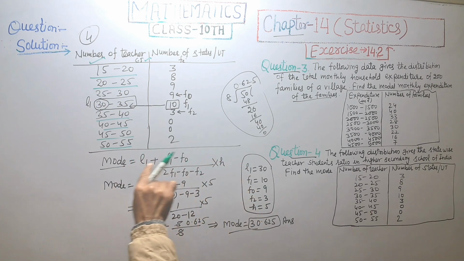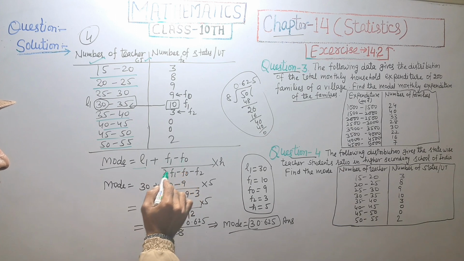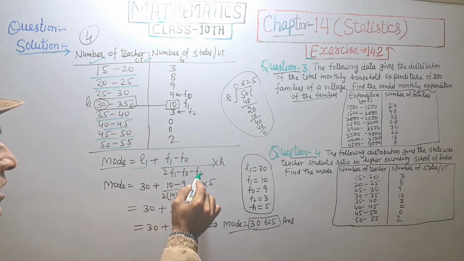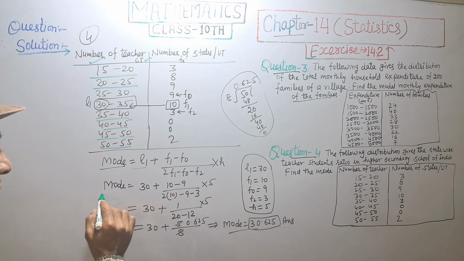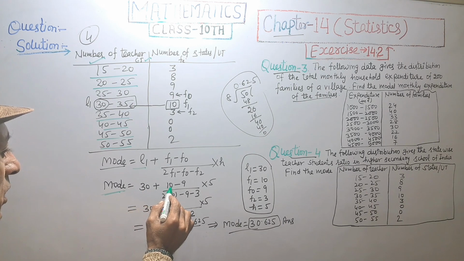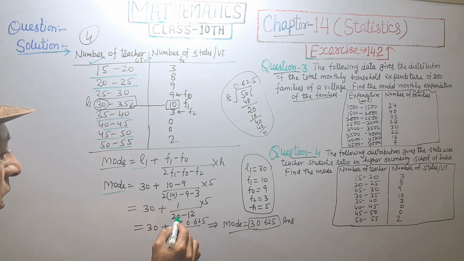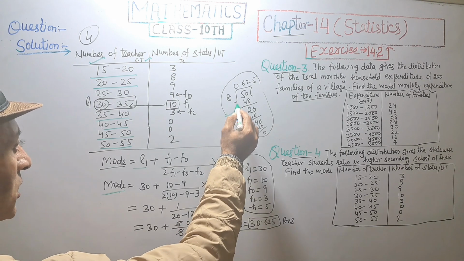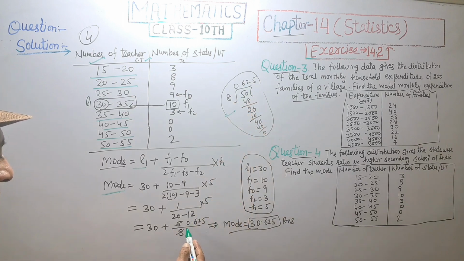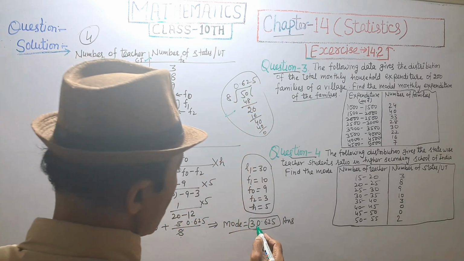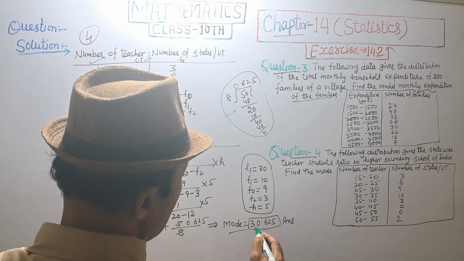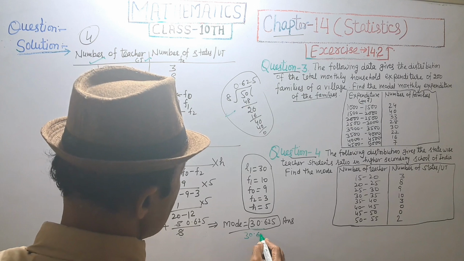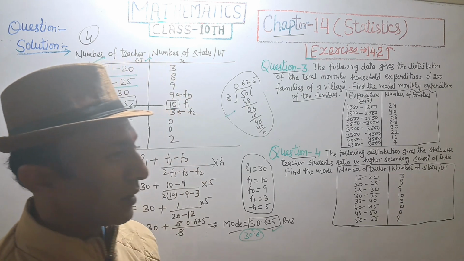And putting all these values in this formula, L1 plus (F1 minus F0) upon (2 F1 minus F0 minus F2) into H, we get 30 plus 10 minus 9 is 1, 2 into 10 is 20, 9 plus 3 is 12, 20 minus 12 is equal to 8, 5 ones are 5, 5 divided by 8 is 0.625, and 30 plus 0.625, we get 30.625 or approximately 30.6. Answer. Thank you so much.